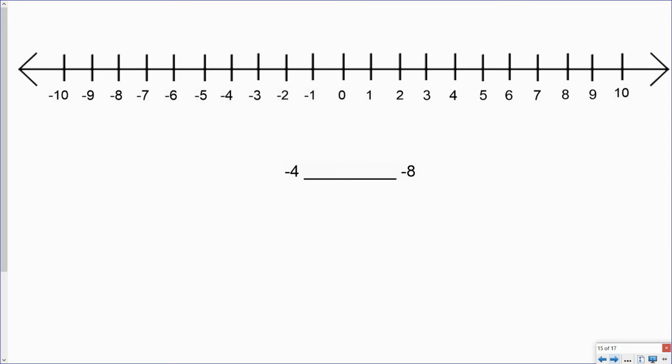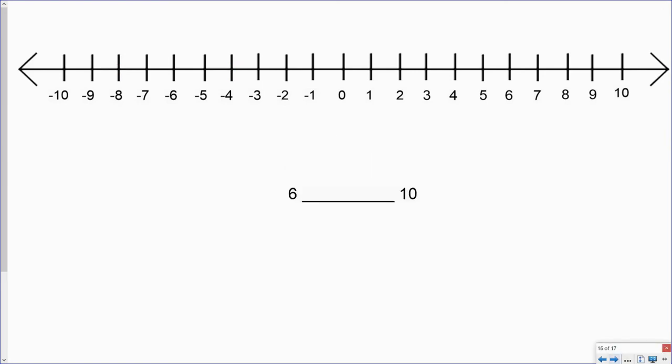So now let's put all that together and compare some numbers. So I have -4 and -8. If I use my number line, -4 is right here, -8 is right here. -4 is more toward the right on the number line, so that means it's larger. So -4 is greater than -8. And again, my greater than symbol is opening towards my bigger number, and it's got the point towards the lesser number.